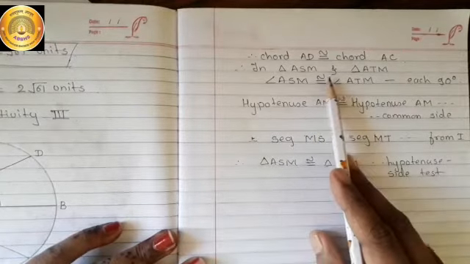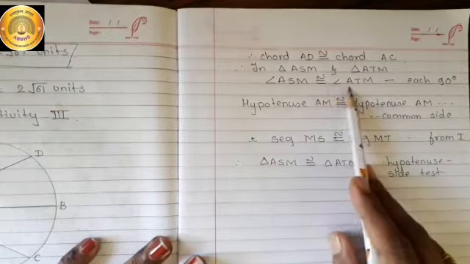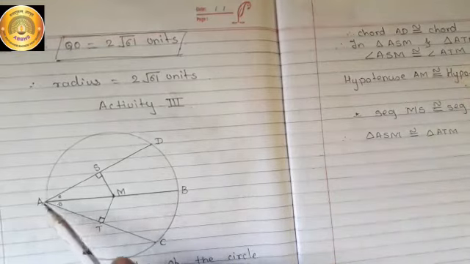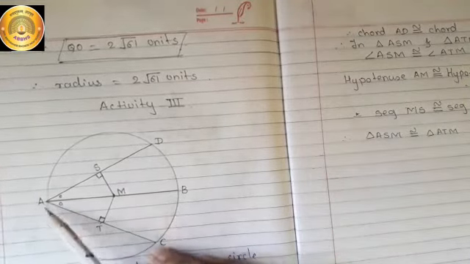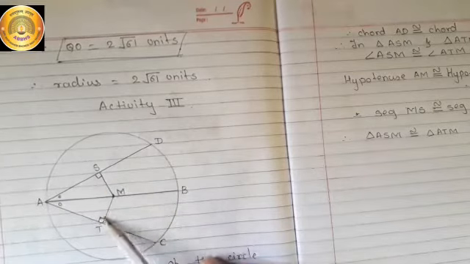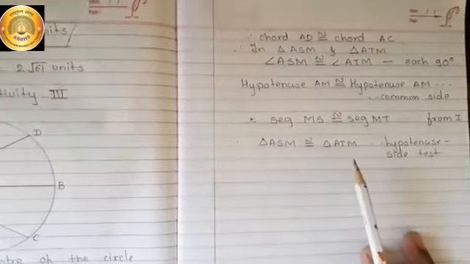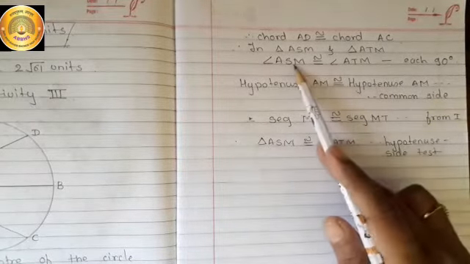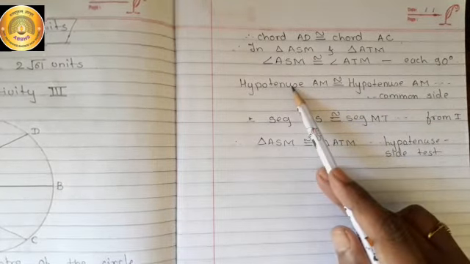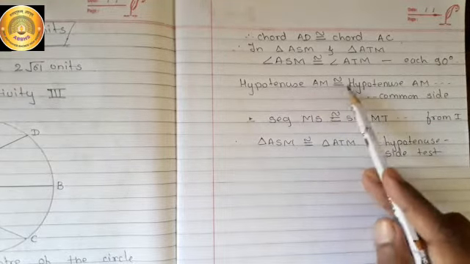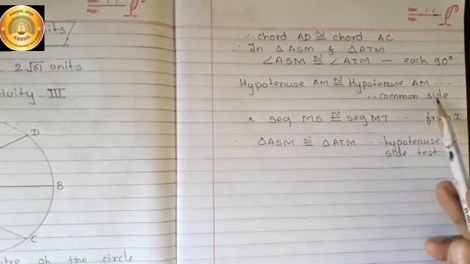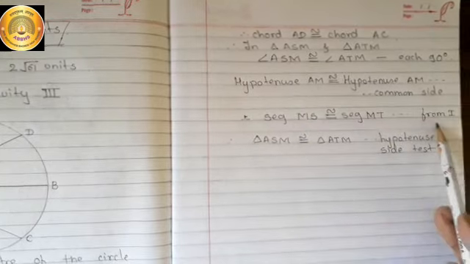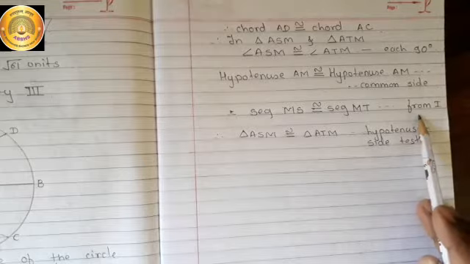ATM. Now in these triangles we can see that angle ASM is congruent to angle ATM. Why? See here, you can observe the figure. Angle ASM is congruent to angle ATM because each is 90 degrees, which is given. Then next, hypotenuse AM is congruent to hypotenuse AM. Why? If this is 90 degrees, then the side opposite to 90 degrees will be the hypotenuse. So hypotenuse AM is congruent to hypotenuse AM because it is a common side. And also we can say seg MS is congruent to seg MT because of equation 1. In equation 1 we have proved this.